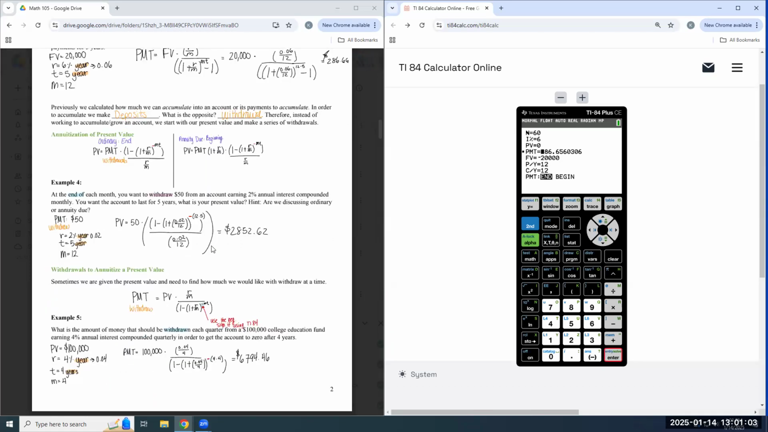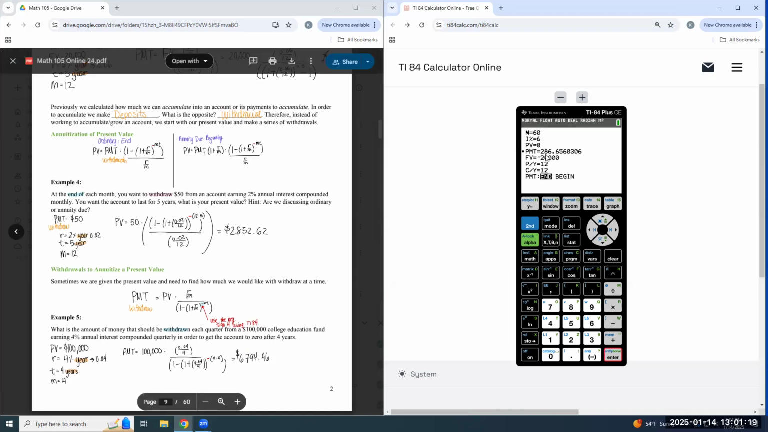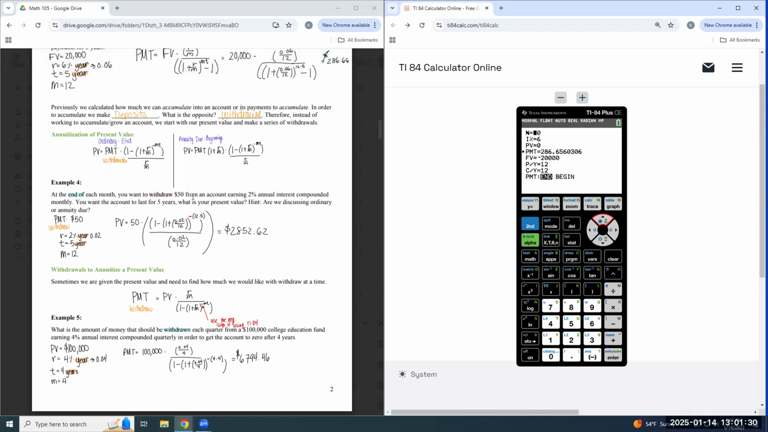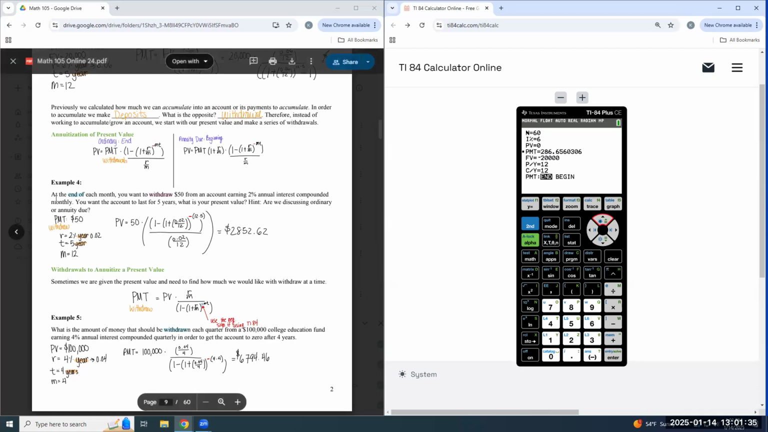Now let's go ahead and try 2 more examples, this time with your present value. And again, we have 2 different equations depending on if we now have ending deposits or ending withdrawals or at the very beginning withdrawals. So one more time, all this does for us is that we are now swapping your unknown value. So if we're working with example 4, it says at the end of each month, you want to withdraw $50 from your account, earning 2% annual interest compounded monthly. You want the account to last for 5 years. What is your present value?